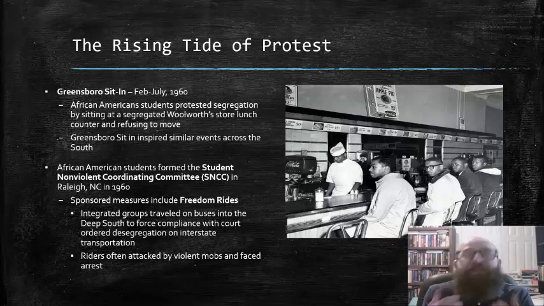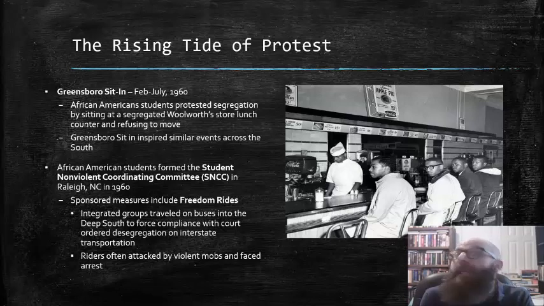The fact that they would sit there stoically, just taking this sort of abuse, was one of the key elements to the success of this movement, as these events were televised and broadcast across the country. The Greensboro sit-in inspired similar events across the South and helped to desegregate these sorts of lunch counters and other restaurant-type establishments in the South.